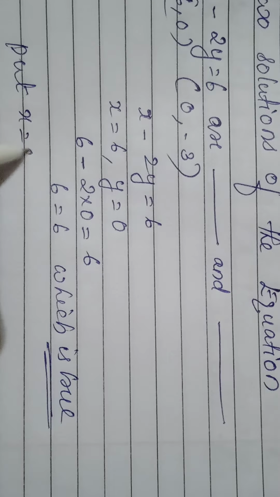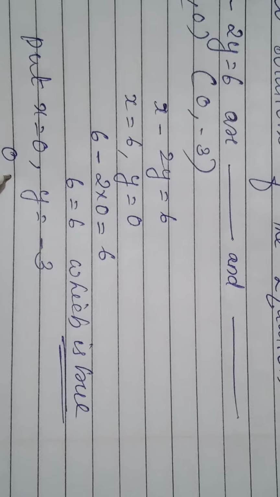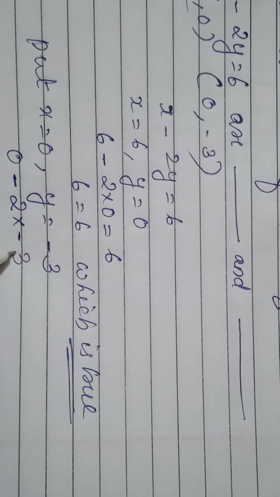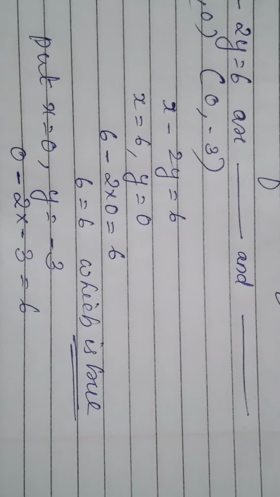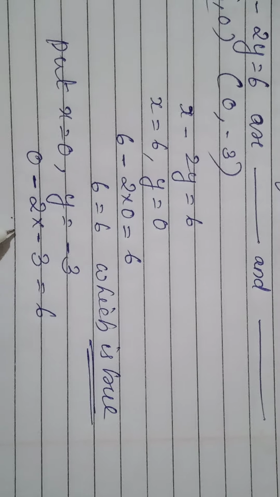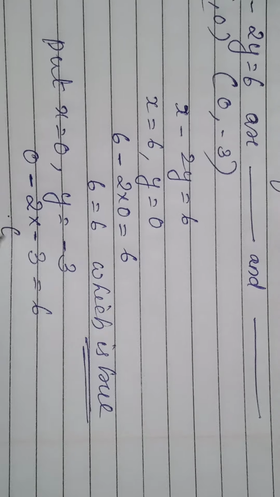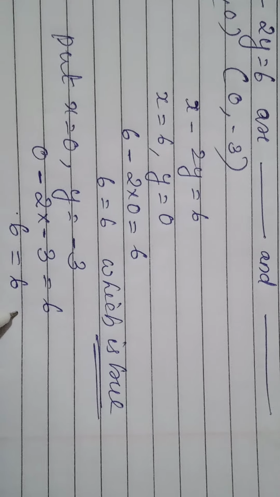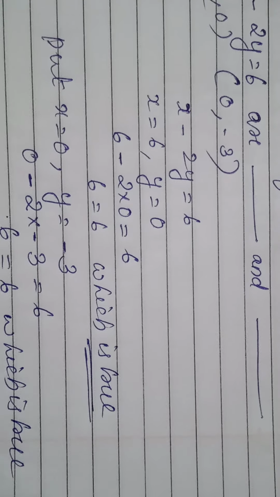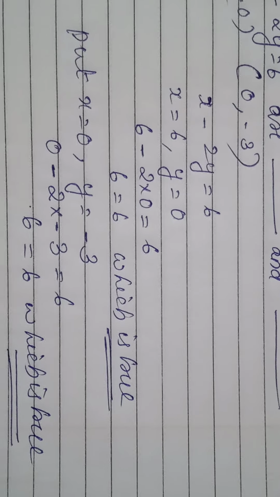The next one: put x = 0 and y = -3. So x is 0, then minus 2 into minus 3 is equal to 6. This will be minus 2 into minus 3; two minus signs, while multiplying, change to a plus sign. It will be 6. 6 = 6, which is true. Understood? These two solutions are true only. Understood?